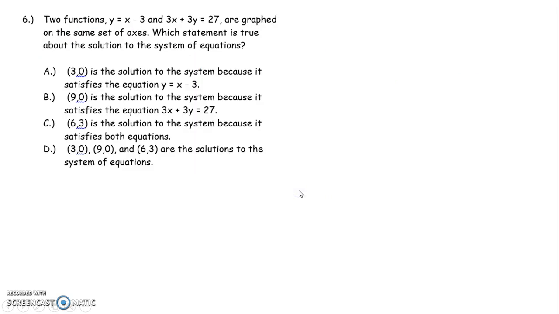Let's take a look at number 6. Oh gosh, another system of equations. Of course, this is a unit you just finished. She wants the main review for this CR to be the unit you just finished. It says two functions, y equals x minus 3 and 3x plus 3y equals 27, are graphed on the same set of axes. That means if we had them both in the form y equals mx plus b, this would be on the same set of axes.